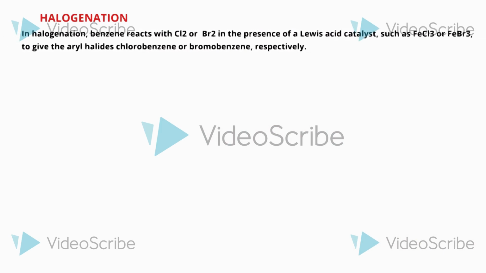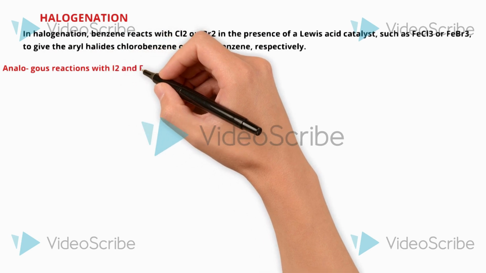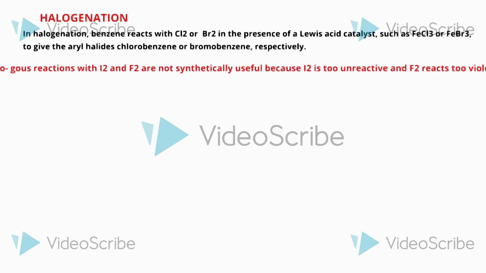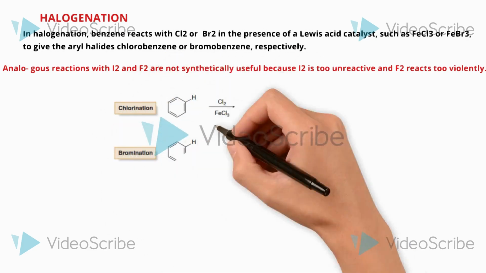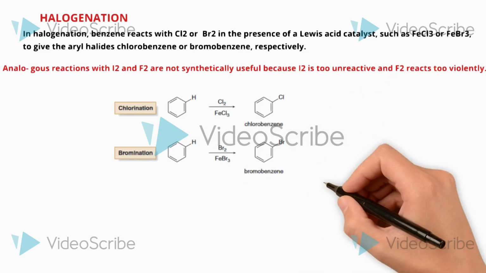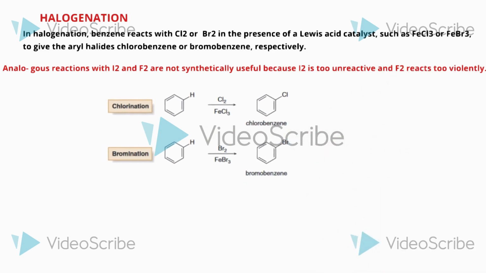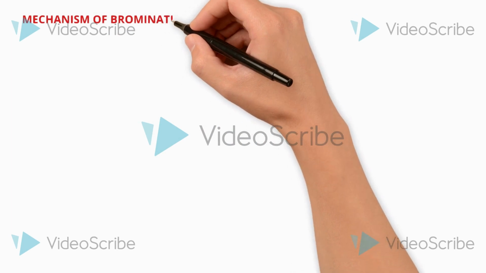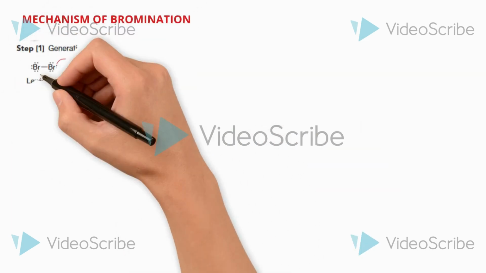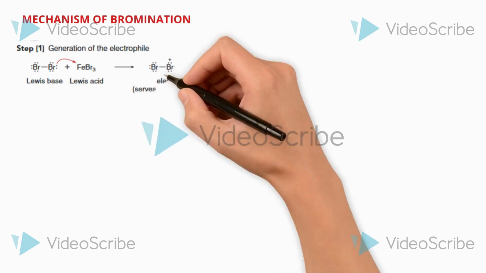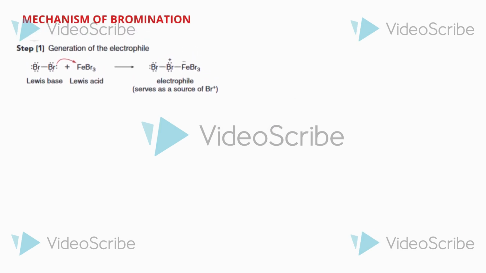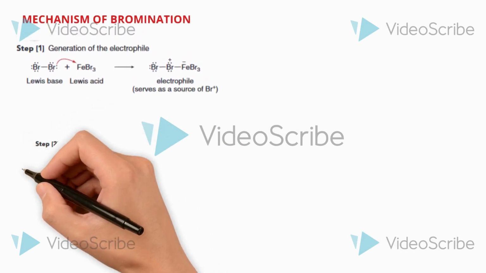Let us discuss one of the electrophilic aromatic substitutions, halogenation. In halogenation, benzene reacts with either chlorine or bromine in the presence of a Lewis acid, that is FeCl3 or FeBr3, to give the aryl halides chlorobenzene and bromobenzene. Analogous reactions with iodine and fluorine are not synthetically useful because I2 is too unreactive and F2 reacts too violently. So fluorine and iodine attack on benzene doesn't happen as easily as chlorine and bromine.